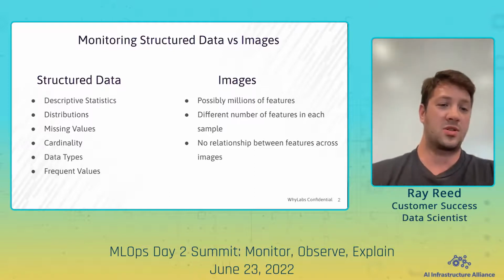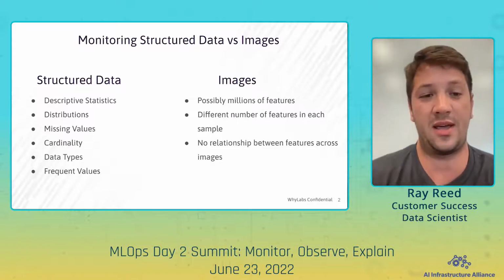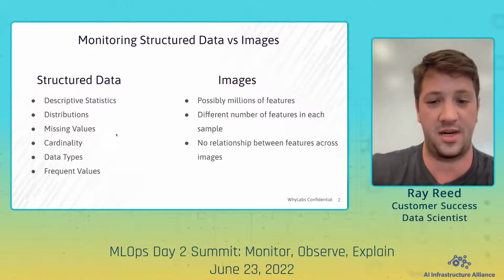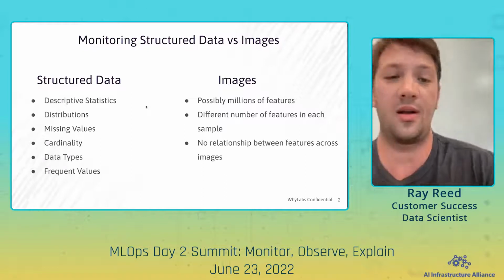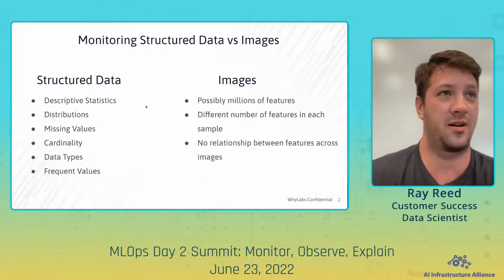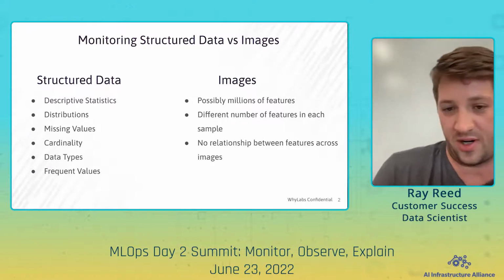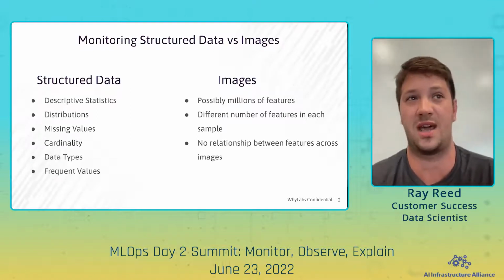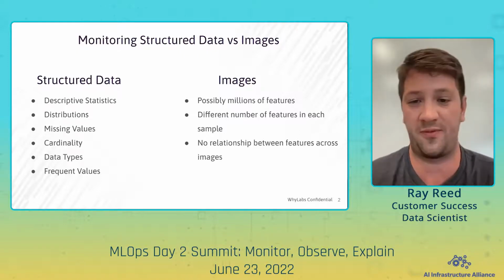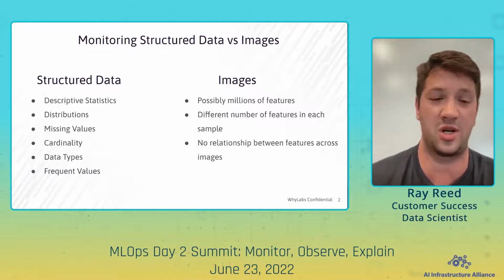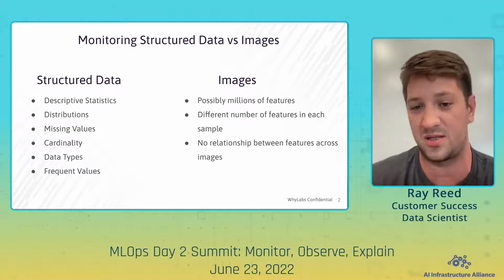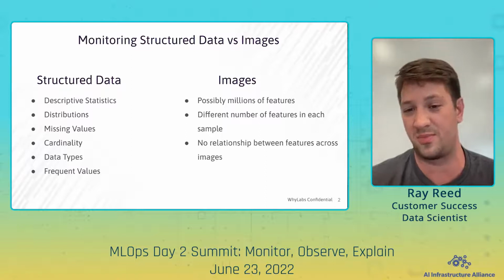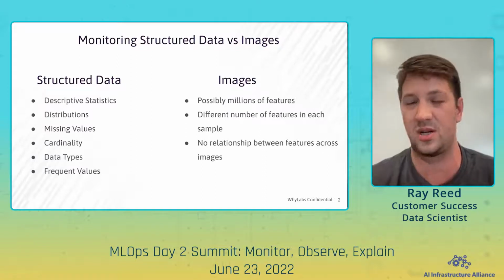So as we saw with structured data, we can easily monitor simple telemetry, like you see in the list here. But when we think about monitoring the structured data on a feature by feature level, this doesn't really work for images. In computer vision cases, we usually think of images as each pixel being a feature, which means we have hundreds of thousands to millions of features. A particular pixel in one image has no relation to the same pixel in another image.